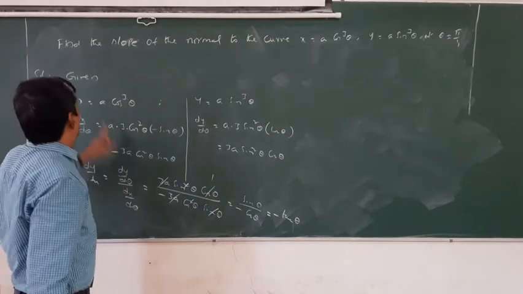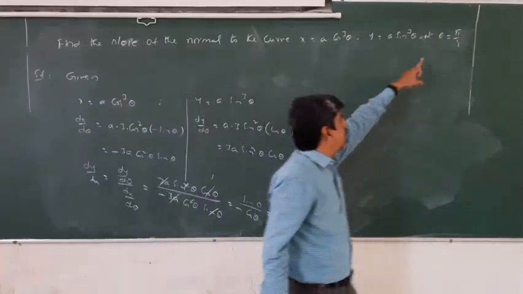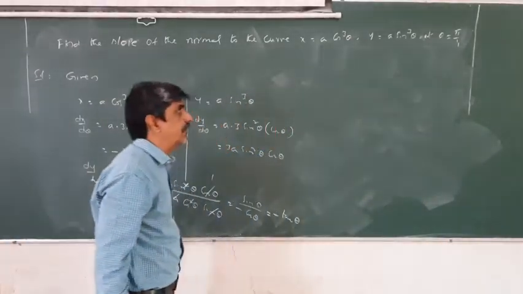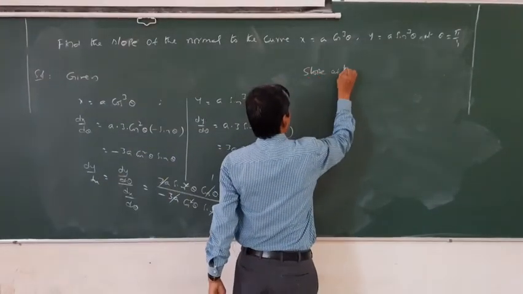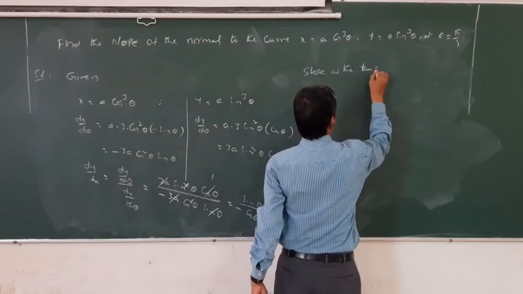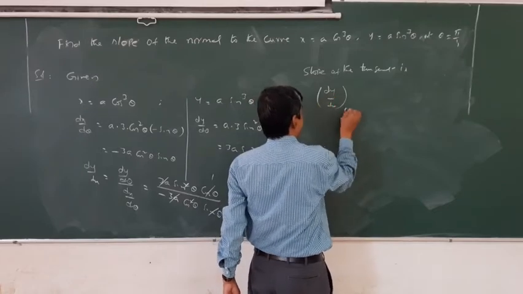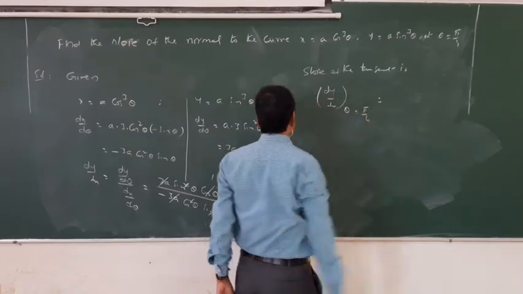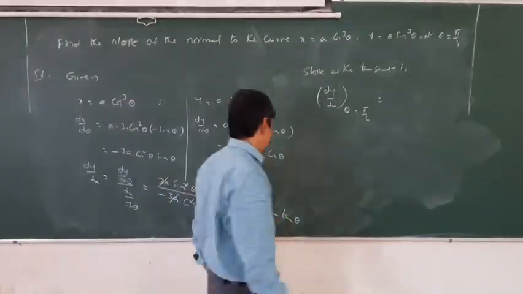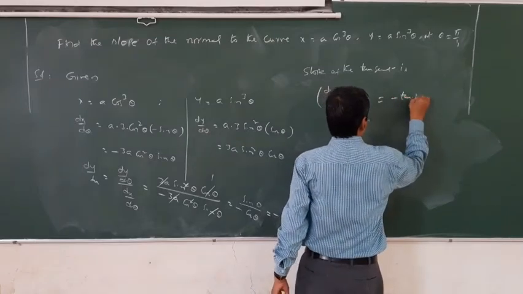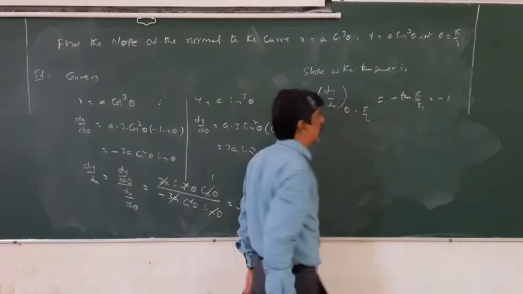Now we want to find the slope of the normal to the curve. dy by dx at theta equals pi by 4 is called the slope of the tangent. So slope of the tangent equals dy by dx at theta equals pi by 4. In dy by dx, wherever theta is there, write theta equals pi by 4. Then minus tan pi by 4, and tan pi by 4 is 1.